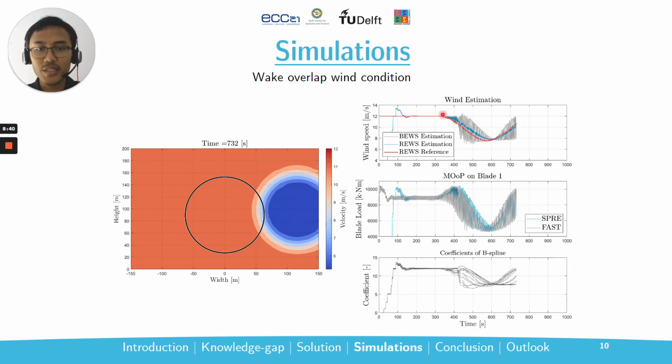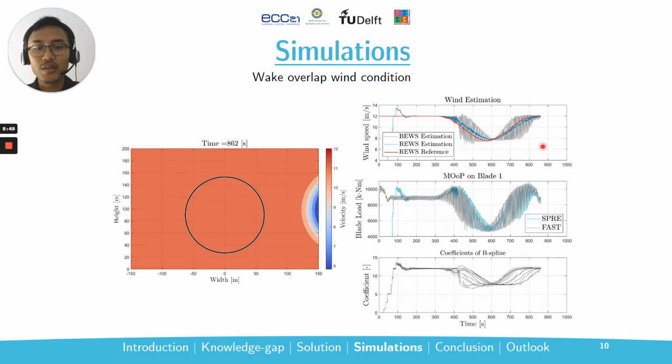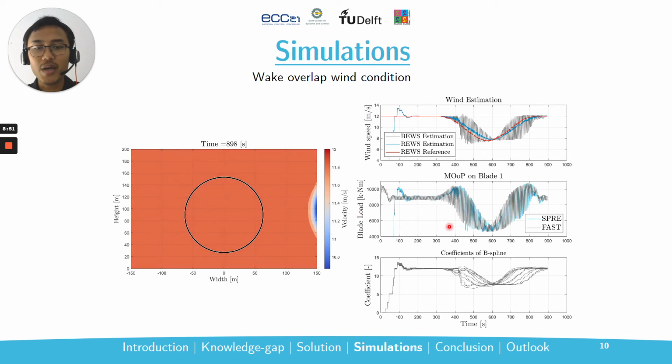You can see that it detects the wake overlapping because we see some wind speed deficit here, and that is because that wake overlap is captured by the blade root out of plane bending moments, as we can see here in the second figure. And the last figure here is actually the evolution of the coefficients of our basis function over time. So this simulation shows that our proposed method can also detect a wake impingement over a rotor area, which can also be useful, for example, for wind farm control purposes.